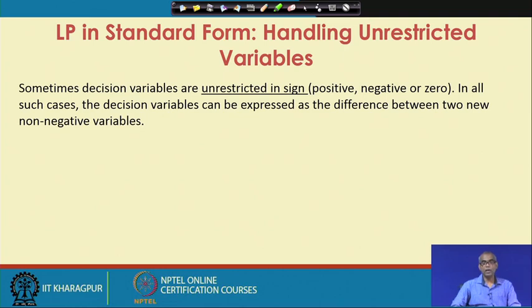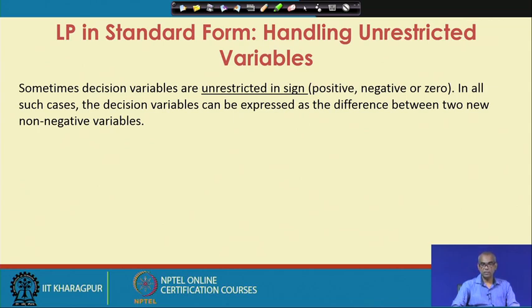Now, how do I handle a decision variable that is unrestricted in sign? A decision variable which is unrestricted in sign is known as an unrestricted variable. Sometimes decision variables are unrestricted in sign, that means they can take positive, negative or 0 values. In all such cases, the decision variables can be expressed as the difference between two new non-negative variables.